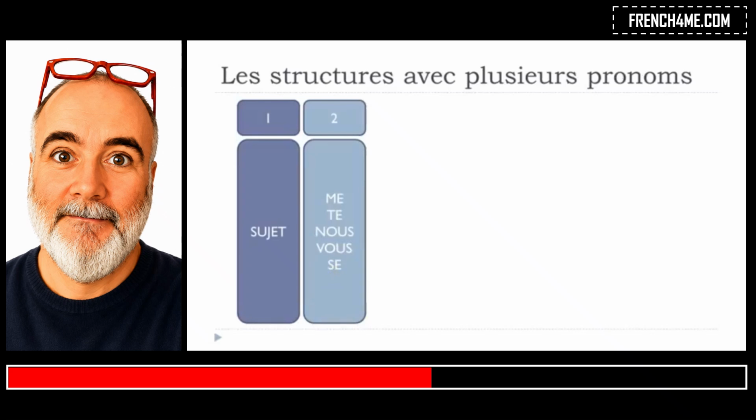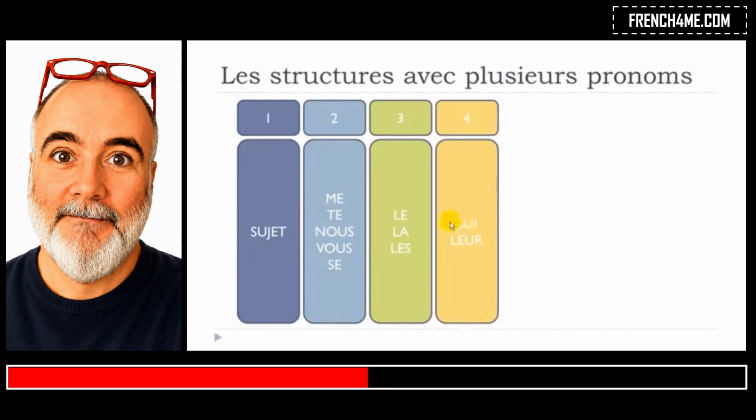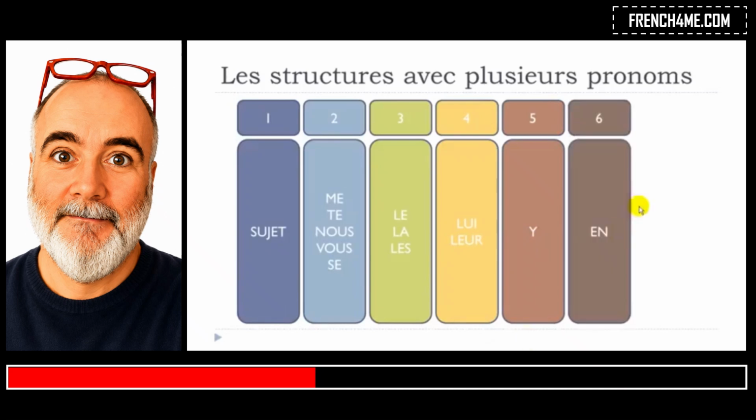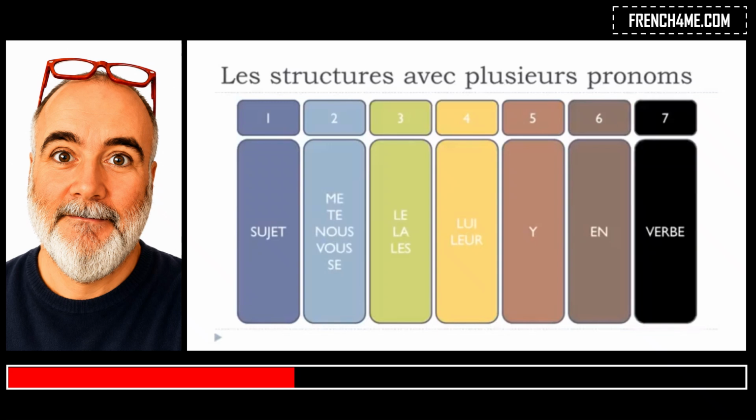Deuxième position. Third position, troisième position, you should put le, la, or les. This one will come after me, te, nous, vous, ce. Quatrième position, you will have lui and leur. Cinquième position, you will have y. Sixième position, you will have en. And septième position, so the last one, you will put your verb.